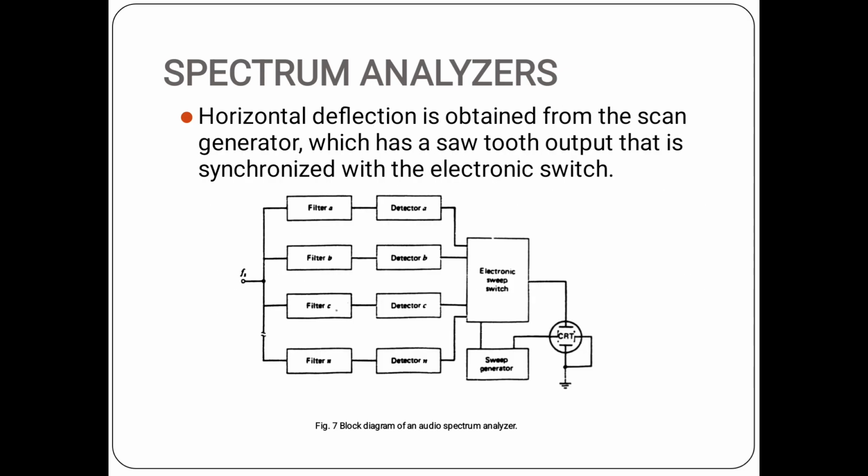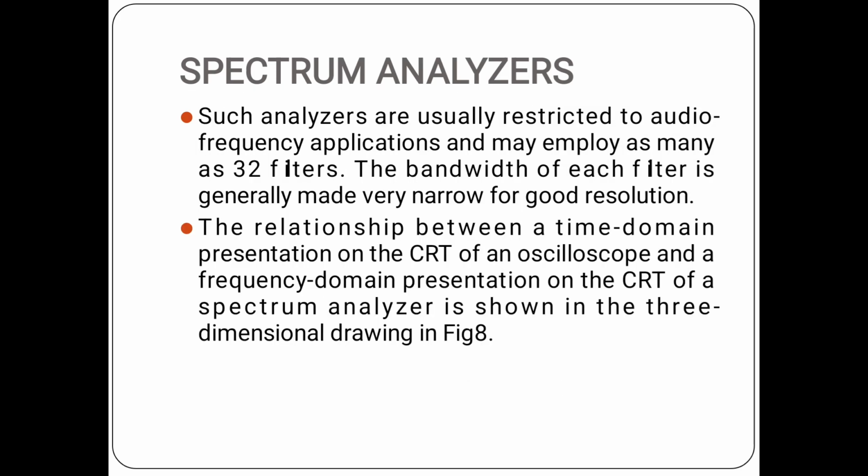The spectrum analyzer horizontal deflection is obtained from the scan generator, which has a sawtooth output that is synchronized with the electronic switch. This picture shows the block diagram of the audio spectrum analyzer. Such analyzers are usually restricted to audio frequency applications and may employ as many as 32 filters. The bandwidth of each filter is generally made very narrow for good resolution.